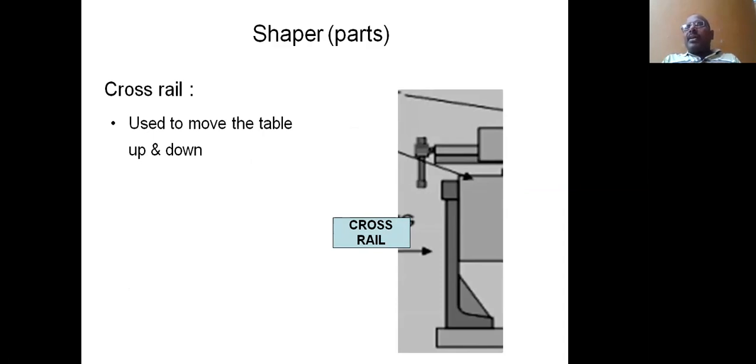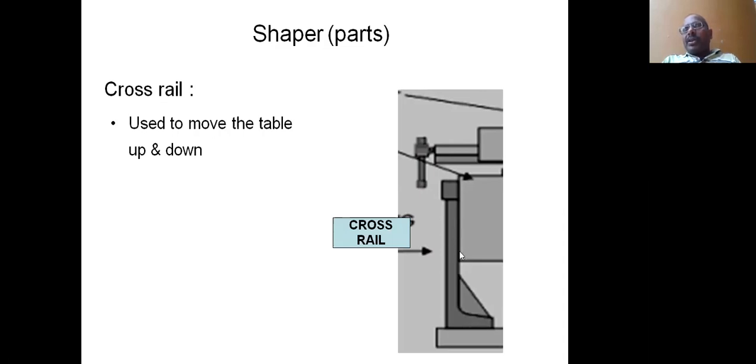So how is the height of the working table supposed to be adjusted? With the help of a device, with the help of an element. That element is called a cross rail. So this particular working table is adjusted within the grooves of this particular cross rail.